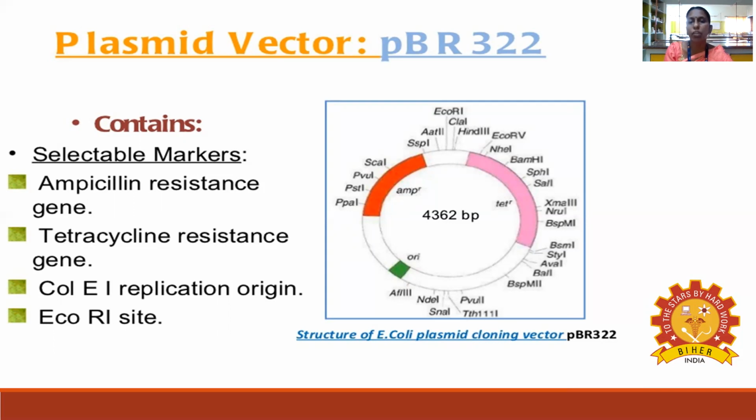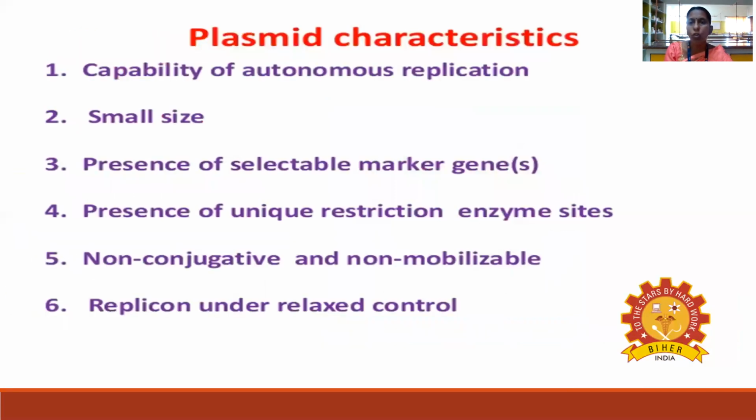After pBR322, many modifications came. So what are the characteristic features of a plasmid? It has the capability of autonomous replication, that is, it is self-replicating. Then it has a smaller size, and the presence of markers, such as ampicillin resistance or tetracycline resistance. In some cases, like pUC 7 or 8, the lacZ gene is present. The lacZ gene codes for the beta-galactosidase enzyme, and you identify it by the colored appearance.